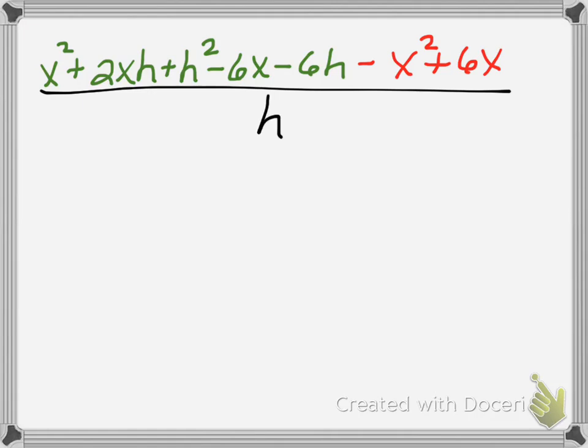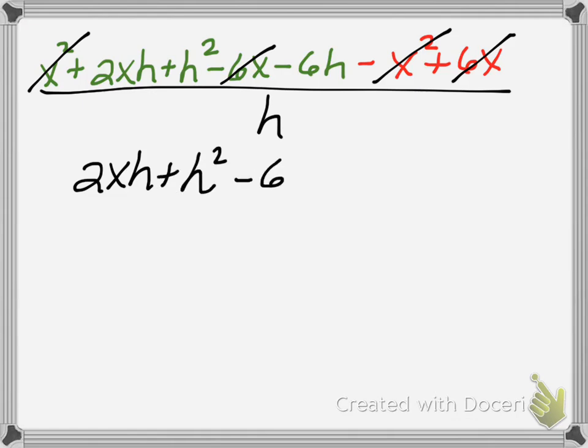Now we want to continue combining like terms in the numerator. So the x squareds will subtract out. Negative 6x plus 6x equals 0. That subtracts out as well. And we're left with 2xh plus h squared minus 6h, all divided by h.